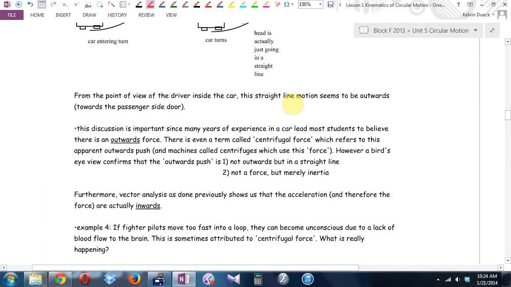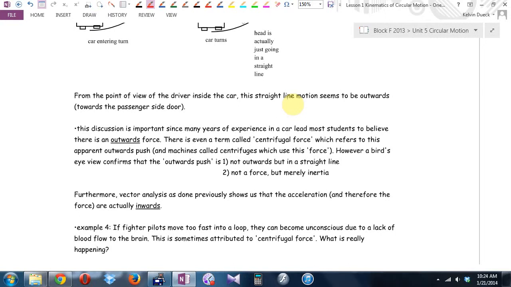Example 4. If fighter pilots move too fast into a loop, they can become unconscious due to a lack of blood flow to the brain. The blood can flow to their feet. This is sometimes attributed to centrifugal force. It's not centrifugal force. What's really happening? You're leaving your blood behind, because the blood wants to keep going in a straight line at a steady speed, and you get pushed up by the seat.